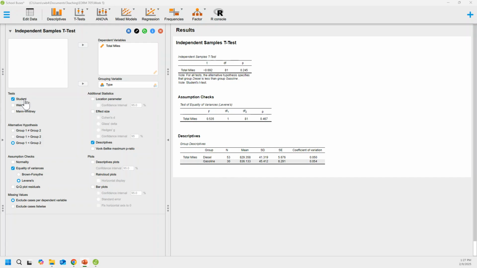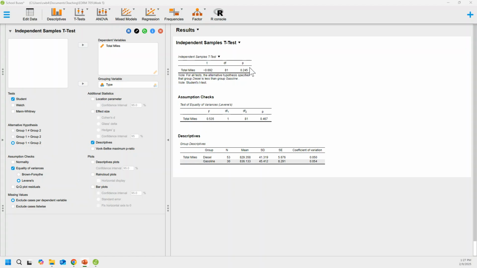We saw that we could assume that the variances were equal, so we use the Student t-test. The alternative hypothesis was that the diesel group drove fewer miles on one tank compared to the gasoline group. So that was our alternative. If I want to add Cohen's d, under the additional statistics here, I have effect size. Remember, that's going to tell me about practical significance.